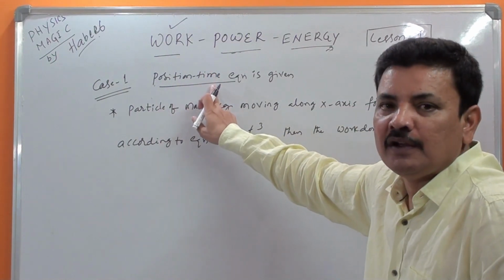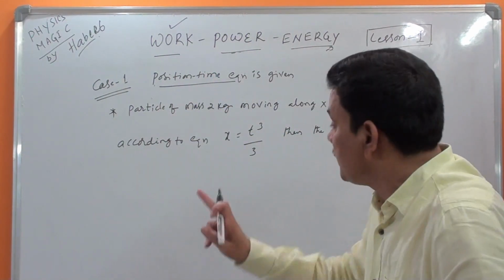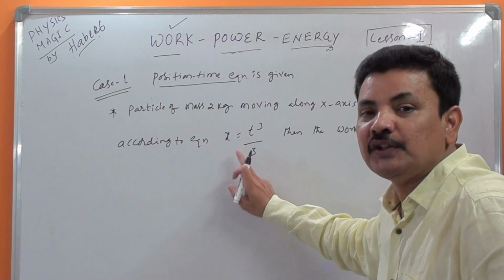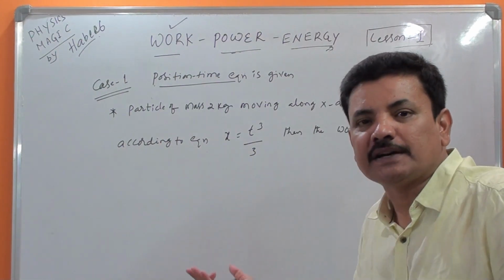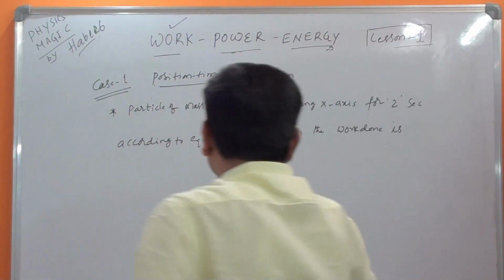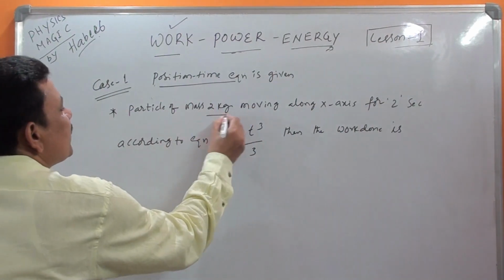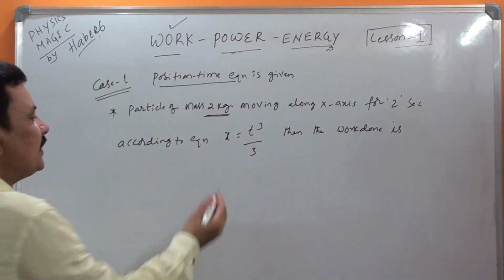Position time is given. What? We know the concept. Simply differentiate this. You will get velocity. Then use work done. Then see how I am doing. Now, mass is given, 2 kg. Let us use that later.